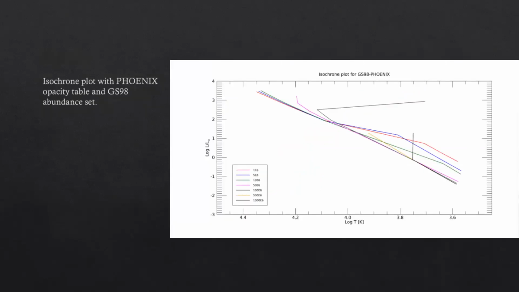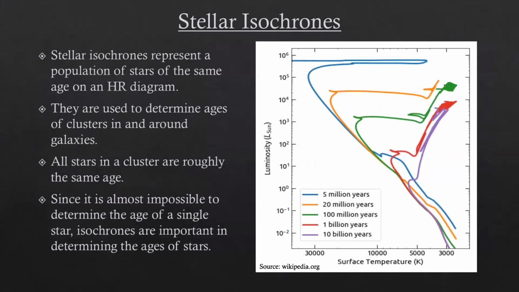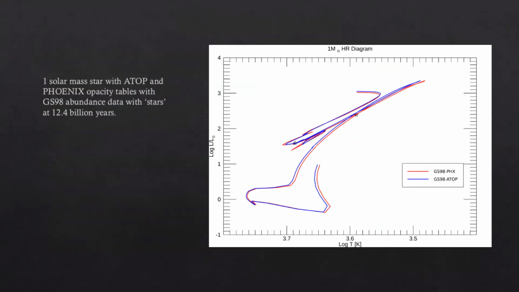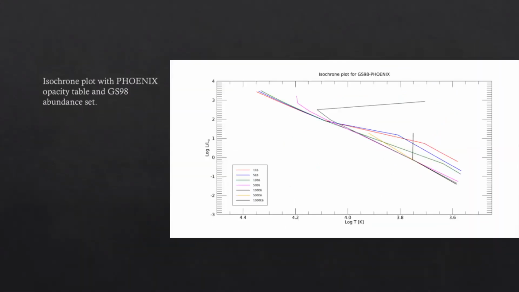And our isochrone data is not as nice as this because we don't have that many models. These are hundreds of models. So we have these different ages, as you can see: 1 million, 5 million, 10, 50, 100, 500, and 1 billion. So these are these different ages and the isochrones here. So this is a Phoenix opacity. This is the isochrone plot with Phoenix opacity table and GS98.